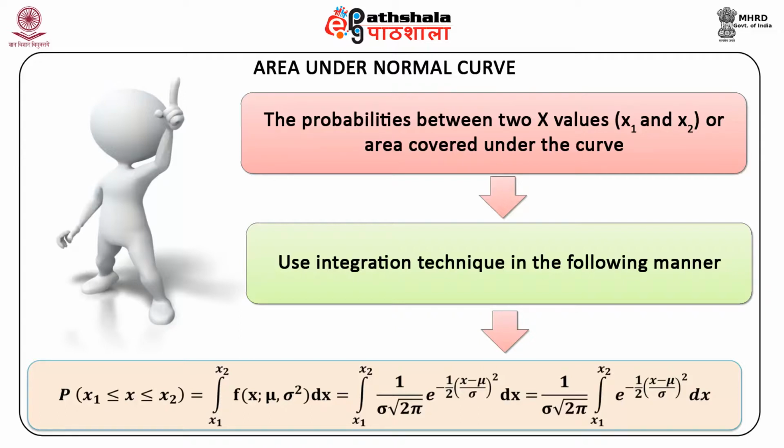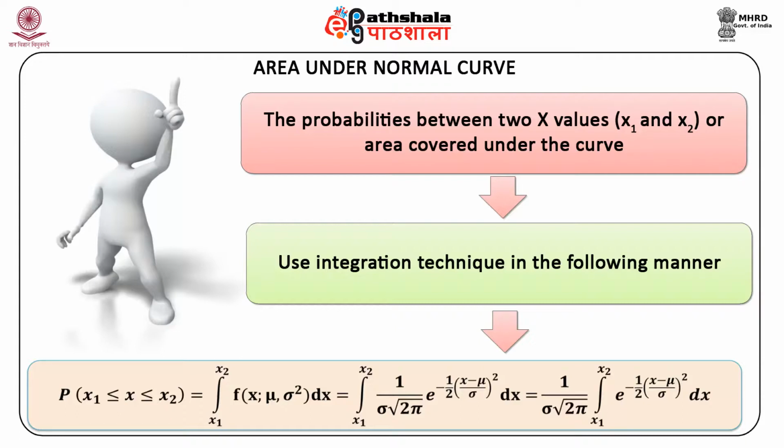However, we must notice from the above equation that the area included between two values of x depends not only on the values of x1 and x2, but also on the values of the two parameters of the distribution. As the value of any one of the two parameters of the normal distribution function changes, the probability for given values of x1 and x2 would also change. This means we would require as many tables as the number of possible combinations of mu and sigma squared. Since there can be infinite combinations, it is not practicable to prepare a table for each of the possible combinations.